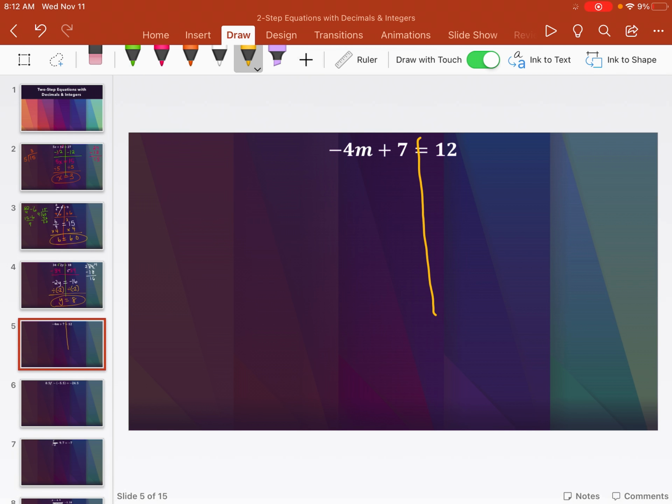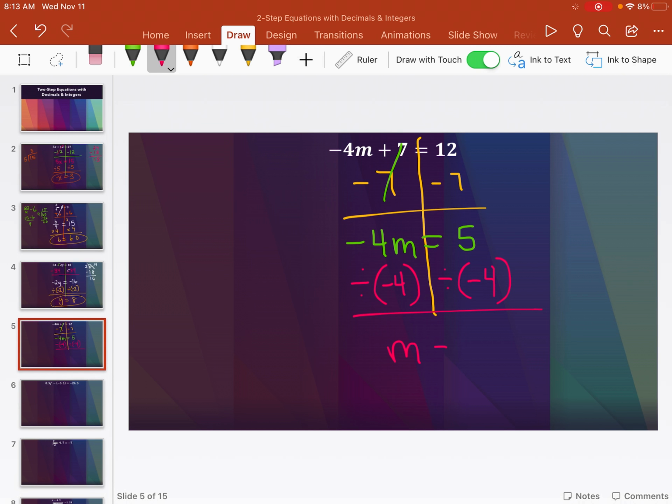Okay, let's look at this one. So think about what you think the first step should be. Hopefully you are thinking we should subtract 7 because that is what we should do. So that's canceled over there. We get negative 4m equals, and then over here 12 minus 7 is 5. Then this is being multiplied, so I'm going to divide by negative 4, divide by negative 4.